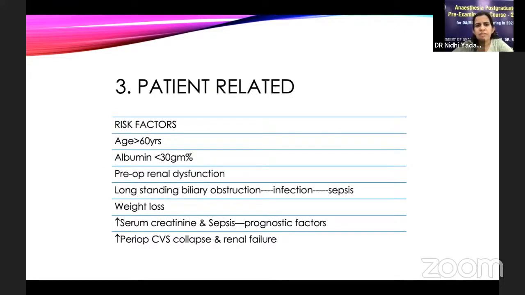What are the patient-related factors? Main risk factors are age greater than 60 years, albumin level less than 3 gram%, pre-renal dysfunction, long-standing biliary obstruction, weight loss, increased serum creatinine and sepsis. They are the prognostic factors, and increase perioperative cardiovascular collapse and renal failure.